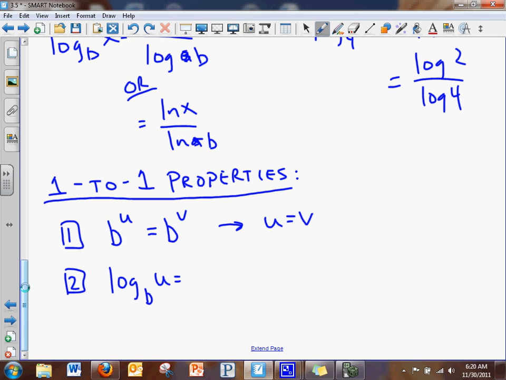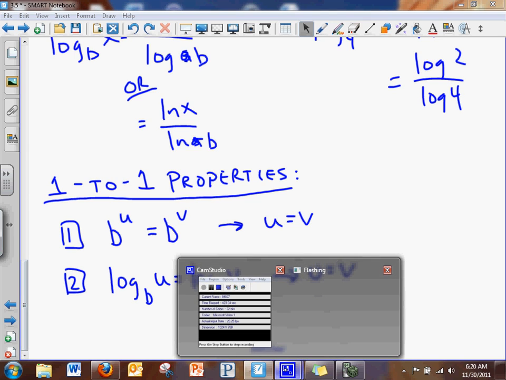And that's true if it's a log too, of any base. I'm going to say u and v, any base b. If the bases are the same in the logs, then u again has to be equal to v. Pretty straightforward stuff. We're going to use this to solve equations in the next video. Awesome.